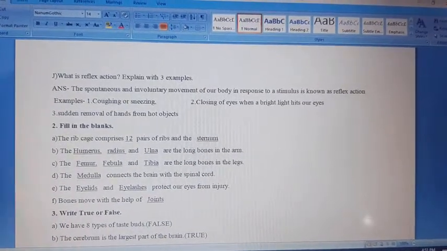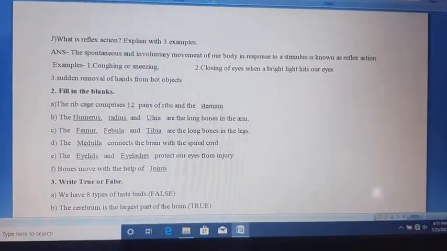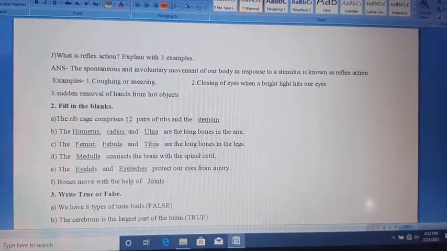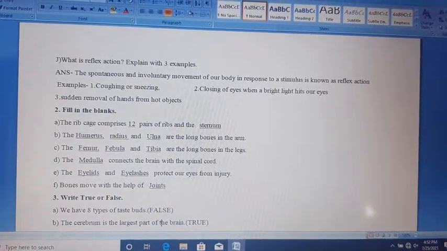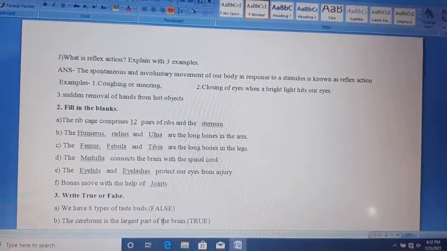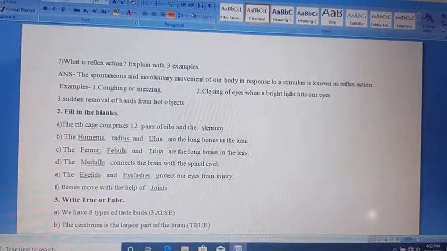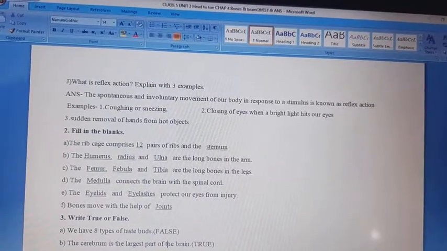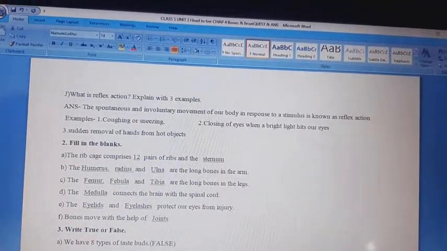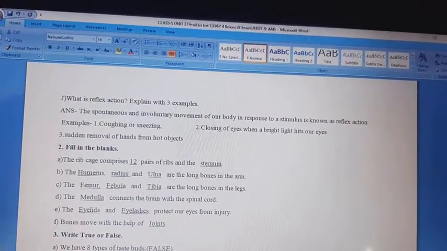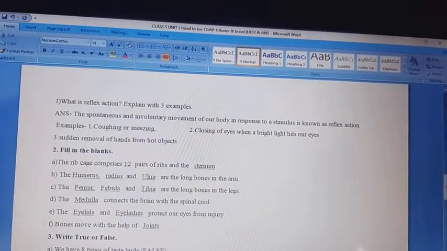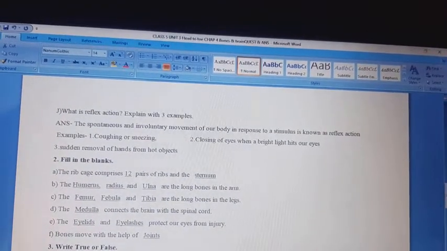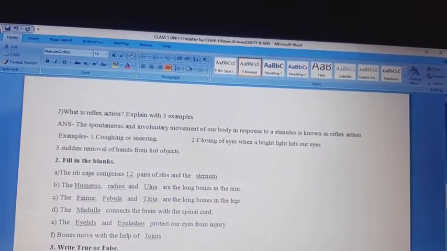Question number 2. Fill in the blanks. The rib cage comprises dash parts, pairs of ribs, and the dash. The rib cage comprises 12 pairs of ribs and the sternum. B. The dash, dash and dash are the long bones in the arm. The humerus, radius and ulna are the long bones in the arm.